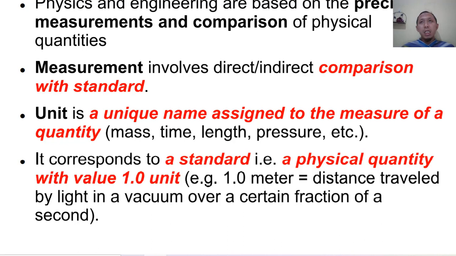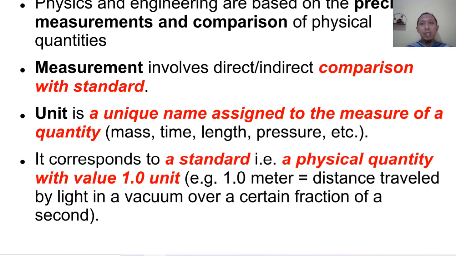How to compare something with the standard means that we have to know the units of the standard. For distance, we have miles, we have kilometers or meters. And this is the unit. So 1 meter means 1 unit. And what is the unit in 1 meter? The meaning of 1 meter is the distance traveled by light in a vacuum over a certain fraction of a second. So it also changes from time to time.